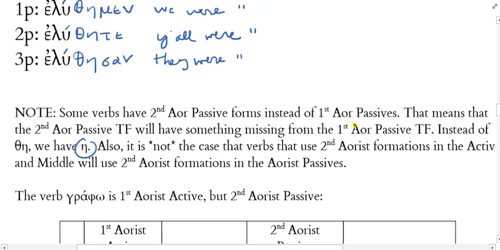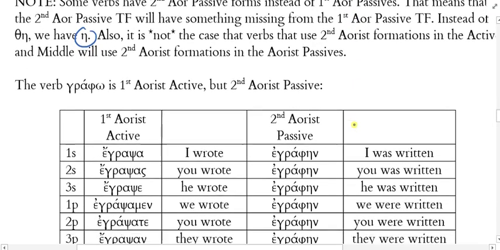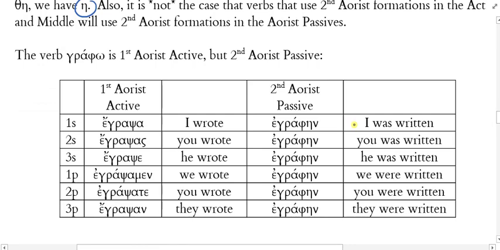Let me give you an example here. Okay, the word grapho. In the aorist active, it's a first aorist. So if you look at my forms here, I have egrapsa. You see the sigma alpha is embedded here in the psi and that alpha. So that is a first aorist tense formative for the active. So egrapsa, I wrote. Egrapsas, you wrote, and so forth. It's first aorist in the active and middle, but when we get to the aorist passive, grapho does not use a first aorist passive formation, although you might have expected it because it's a first aorist when it's active. It actually uses the second aorist for its passive formation.